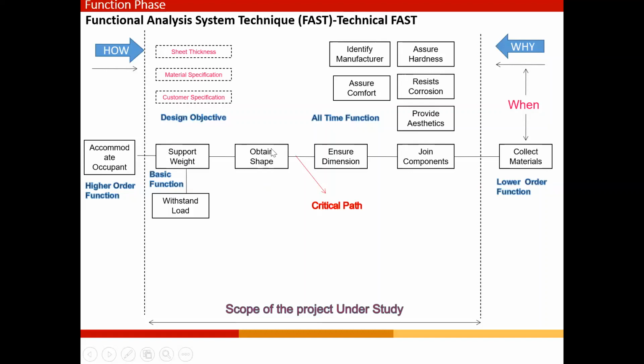So how to support weight? By obtaining a shape. How to obtain the shape? By ensuring the dimensions. How do I ensure the dimension? By joining the components. How do I join the components? By collecting the material. So here the lower order function is collecting the material, for which the customer is not going to pay any money, or the company is not going to spend money, because this is out of scope. So, as I said, from the left scope line to the right scope line is where our project scope lies. We also need to describe the project objective, and also the all-time function, and even one-time functions should also be here.